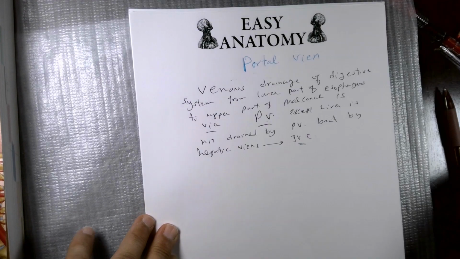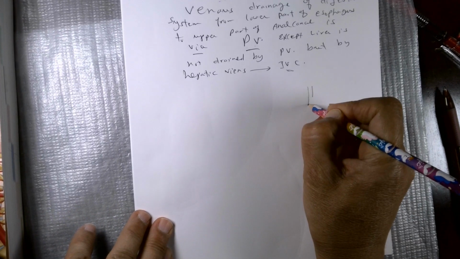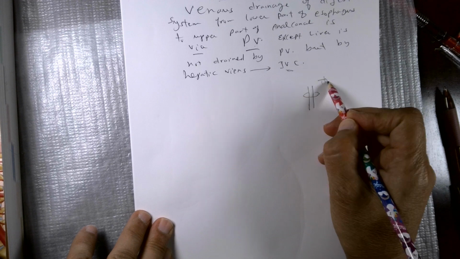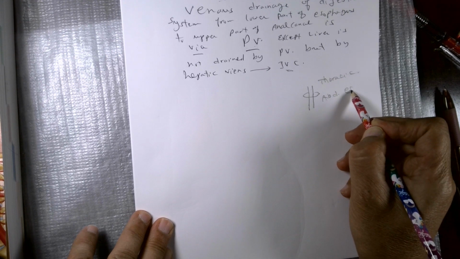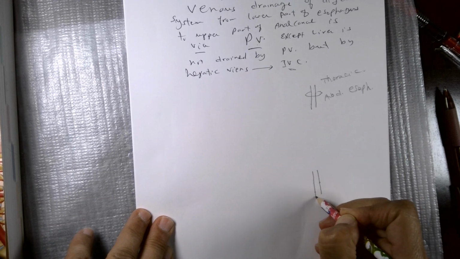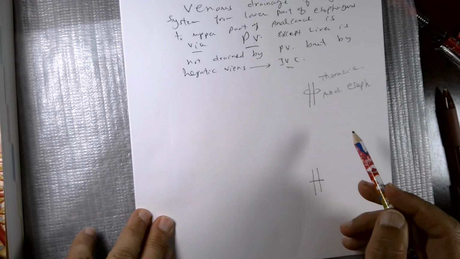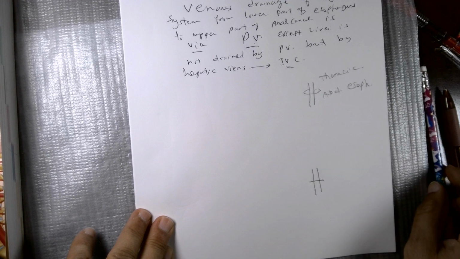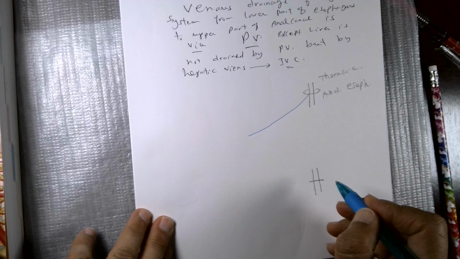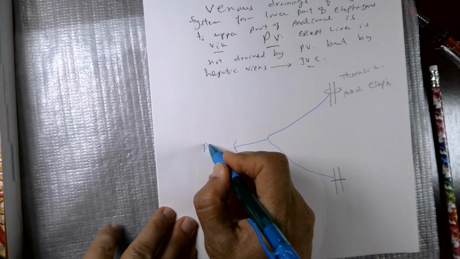So basically, if you want to represent the digestive system starting from the esophagus, this is the thoracic part and this is the abdominal part of the esophagus, down to the anal canal. So this is the upper half and this is the lower half, and in between everything, including spleen, pancreas, stomach, small intestine, large intestine, all of them are taking blood from here to the portal vein.